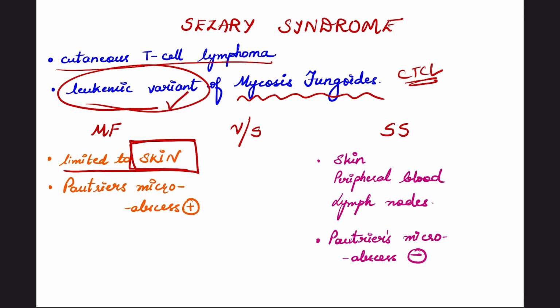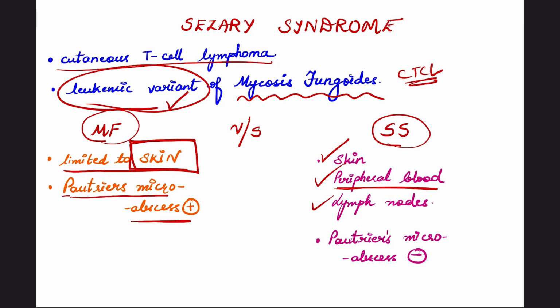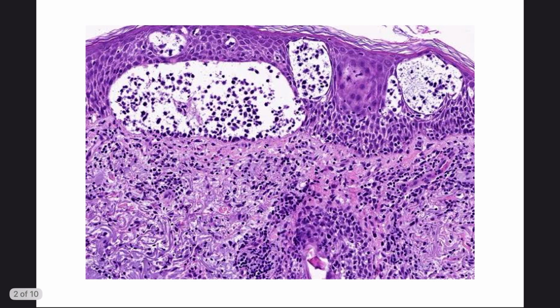Leukemic variant means the atypical lymphocytes, the neoplastic lymphocytes, are found in the peripheral blood as well. So, Sézary syndrome involves skin, peripheral blood, and lymph nodes can also get involved. And the main characteristic difference is that mycosis fungoides has characteristic Pautrier microabscesses. Pautrier microabscess. So this is a skin tissue bit.